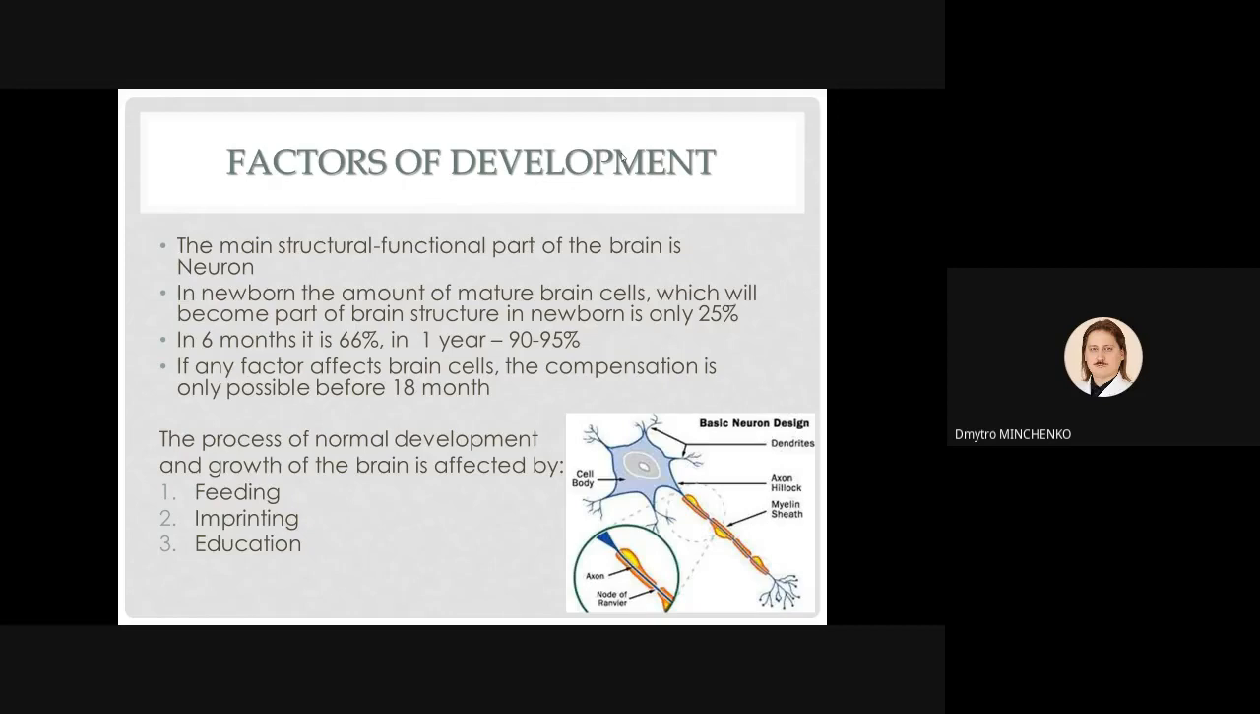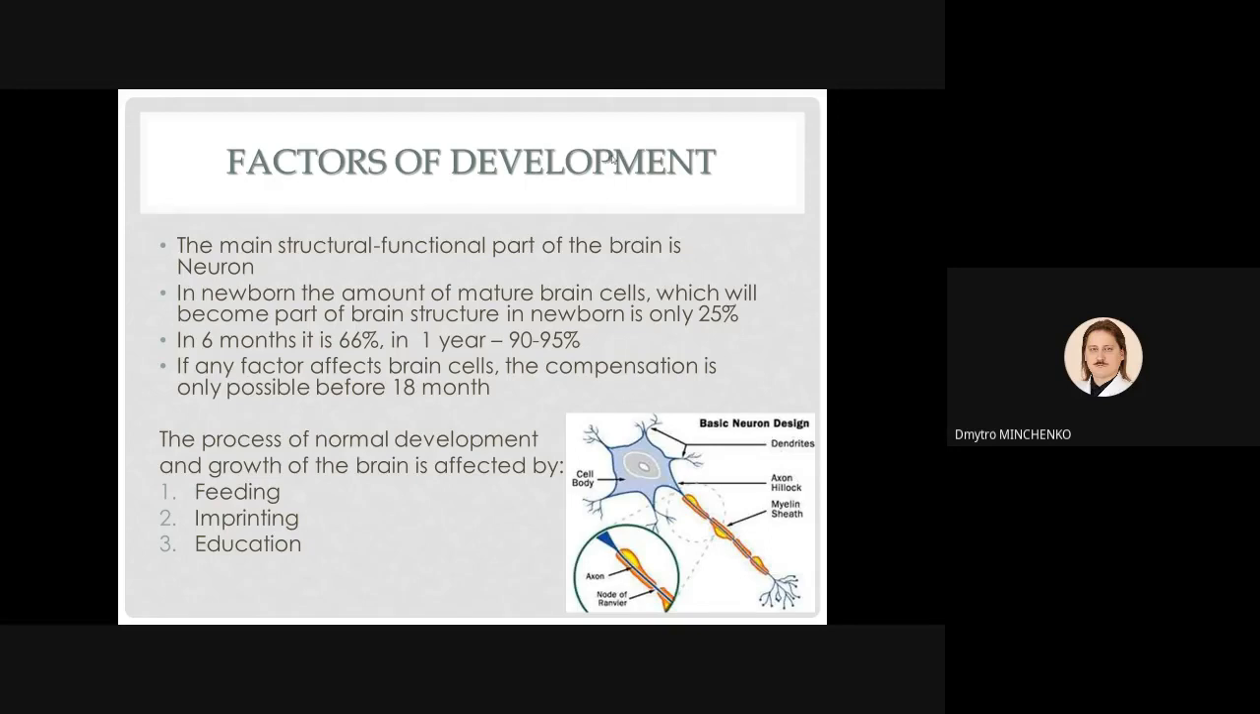So if we have traumas, hematomas, neurological diseases, acute neurological infections, then there is some ability of the child's brain to compensate the damage caused by them, but only in the period of up to 18 months. The process of normal development and growth of the brain is affected by feeding of the child, imprinting, and education.